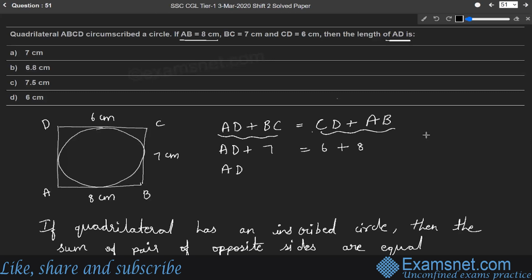So AD is equal to 6 plus 8 minus 7. So AD will be equals to 6 plus 8 is 14. 14 minus 7, which is equal to 7. So we can say that the length of side AD will be 7 centimeter, and hence the correct option will be option A here. The main concept that you need to remember is this. If a quadrilateral has a circle inscribed inside it, then the sum of pair of opposite sides are equal. So again, the correct option is option A here.